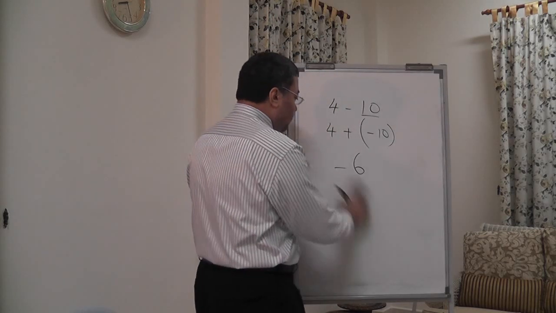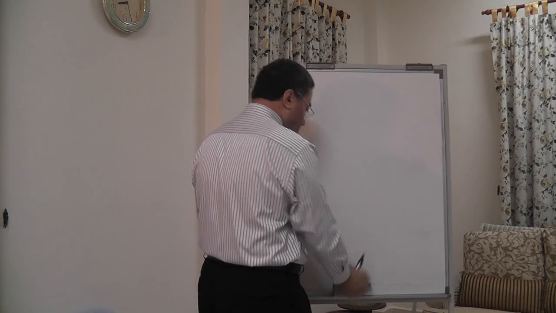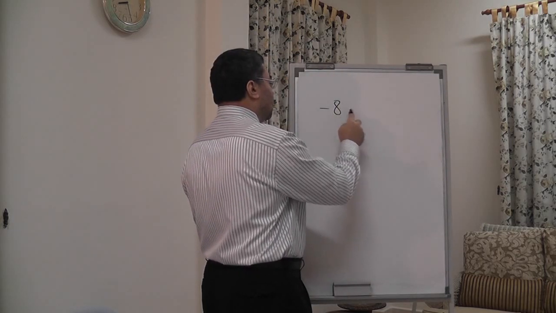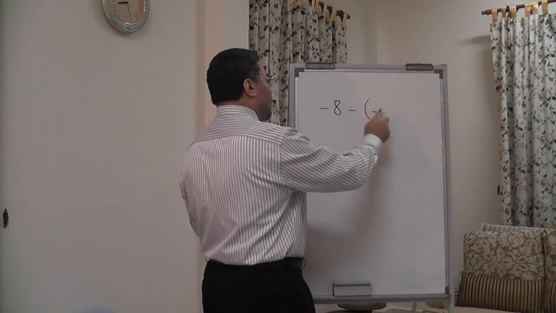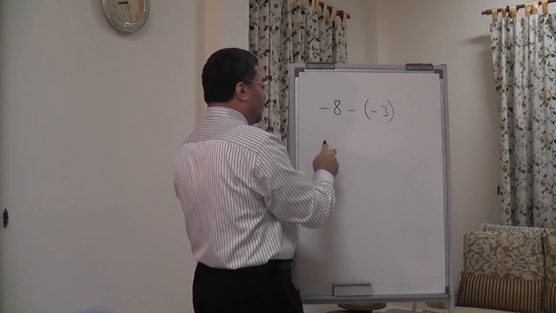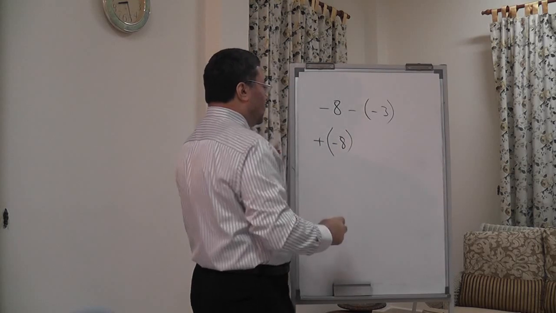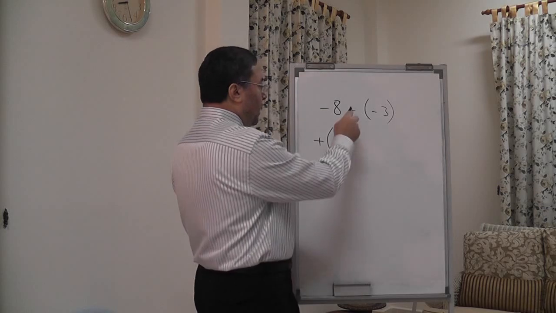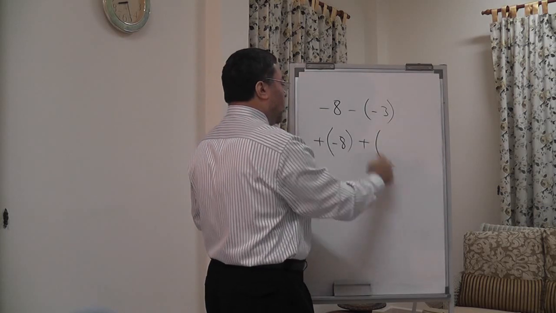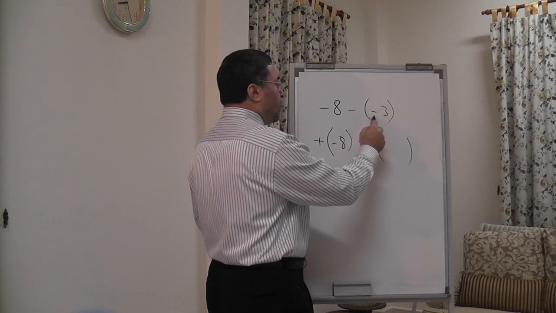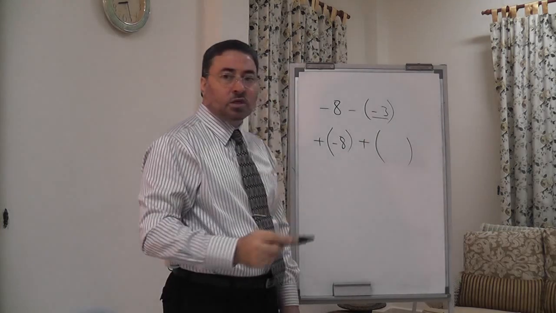Number 6, minus 8 minus 3. Here we have a minus, we will change this to a plus, and that will be minus 8, the opposite of 8. Again, I change this to a plus, and inside the parentheses I'll put the opposite of 3, which is minus 3.